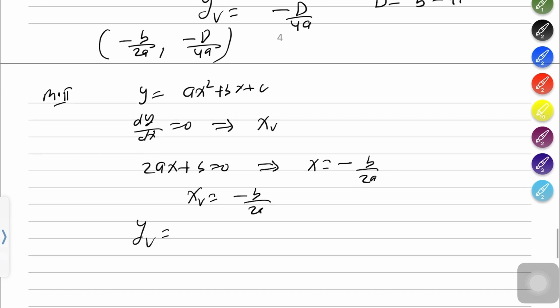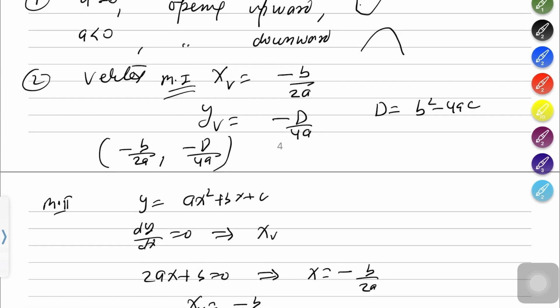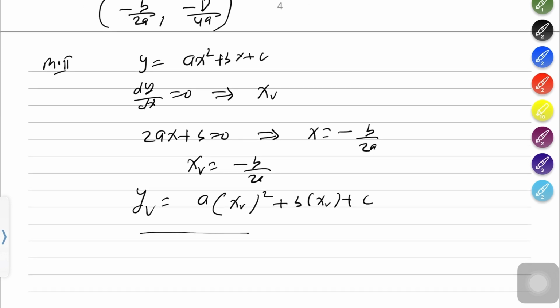And for the y coordinate, obviously you have to substitute the value here: a xv square plus b xv plus c. So we substitute the value of xv, then we get the y coordinate of the parabola. So there are two methods of finding the vertex of a parabola. Either you use minus b by 2a for the x coordinate and minus d by 4a for the y coordinate, or you differentiate to get the x coordinate of the vertex and substitute it in the function to get the y coordinate.